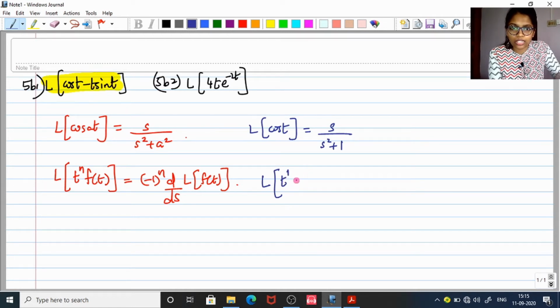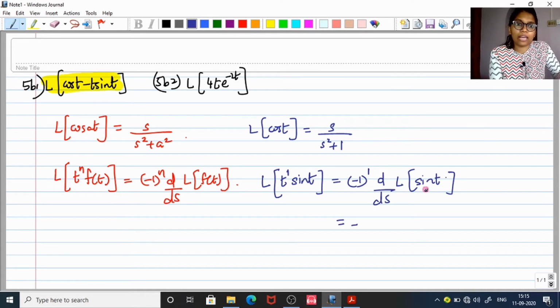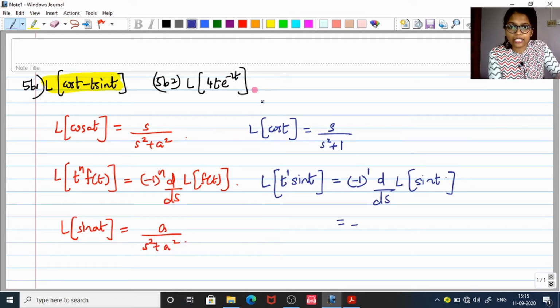So Laplace of t raised to 1 sin t is equal to negative 1 raised to 1 d by ds of Laplace of, what is f of t here? f of t means the function associated with t raised to n, that is along with t we have sin t. So f of t is our sin t, and negative d by ds of Laplace of sin t. Also we should know that Laplace of sin at is a by s square plus a square. So here Laplace of sin t is 1 by s square plus 1, and we need d by ds of 1 by s square plus 1.